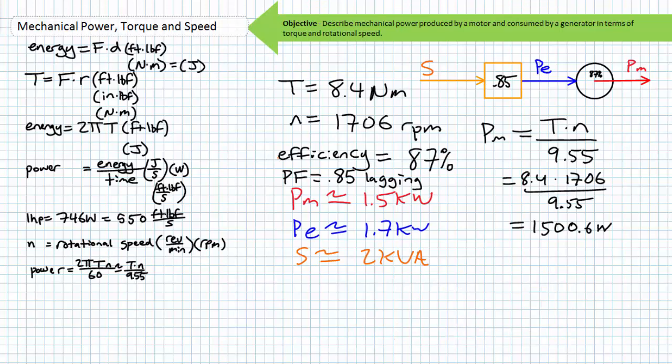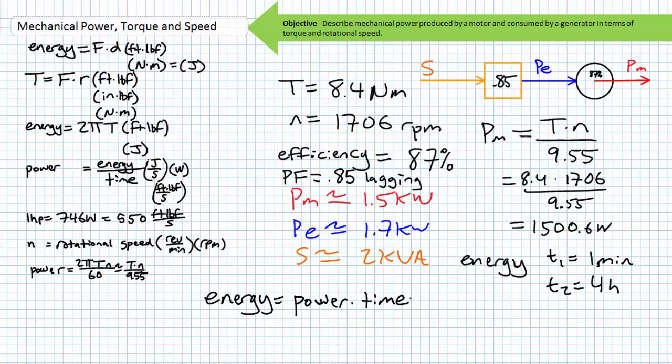Staying with this example for one more round, how much energy will this motor provide, i.e. deliver to a system, if it is used for a period of 1 minute? Additionally, how much energy will this motor provide to a system if it is used for a period of 4 hours? If power is energy per unit time, energy is power times time.